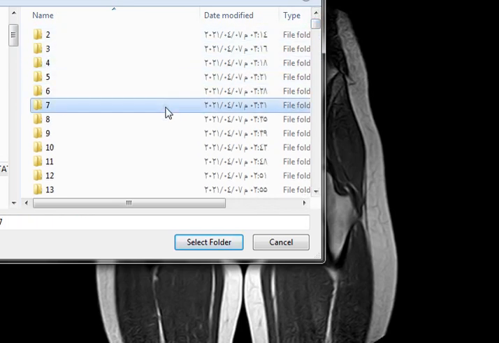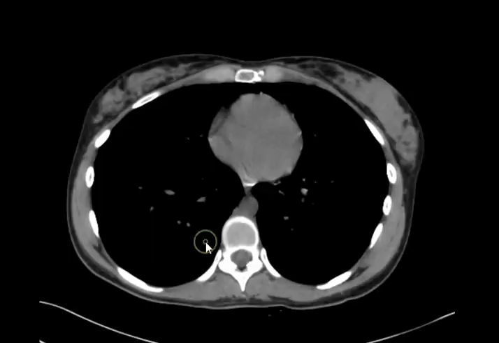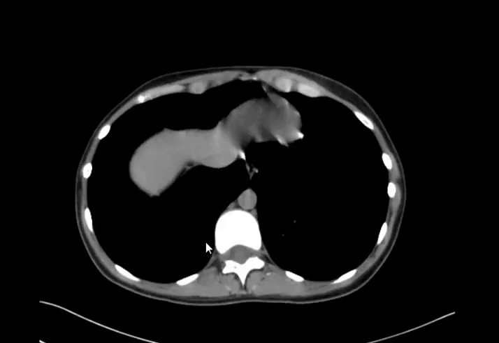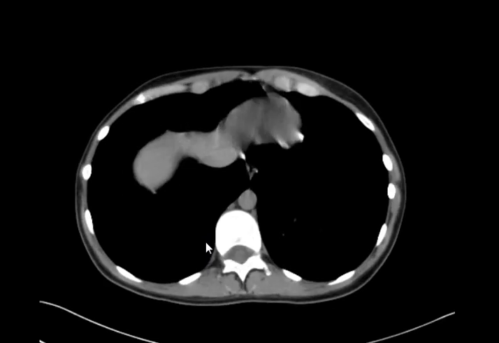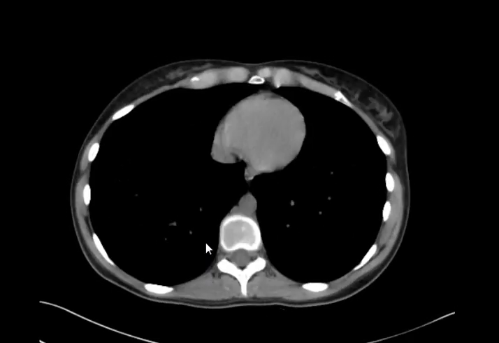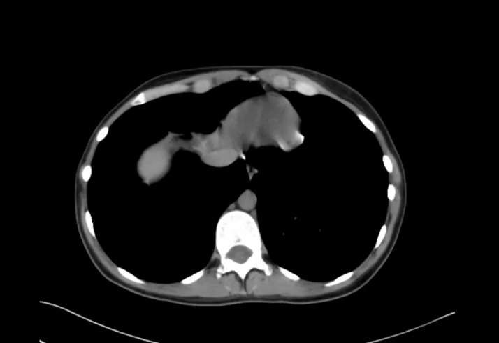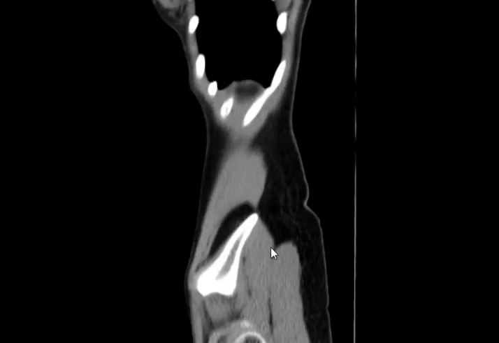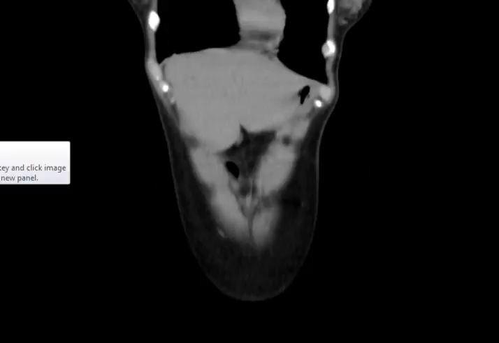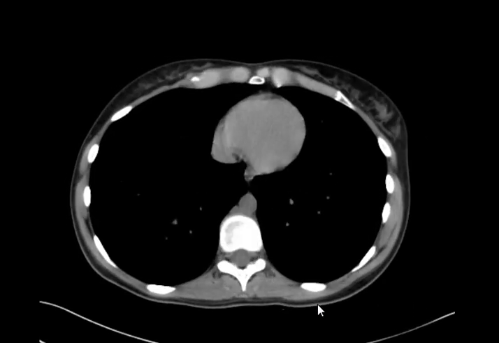I have no idea what the case is, absolutely no idea, so you have to figure it out. Go. This is a CT scan of a female patient, of the chest. This is the coronal and the sagittal, of the chest and abdomen. So first we start with the axial. We don't start with the coronal. See what's going on.